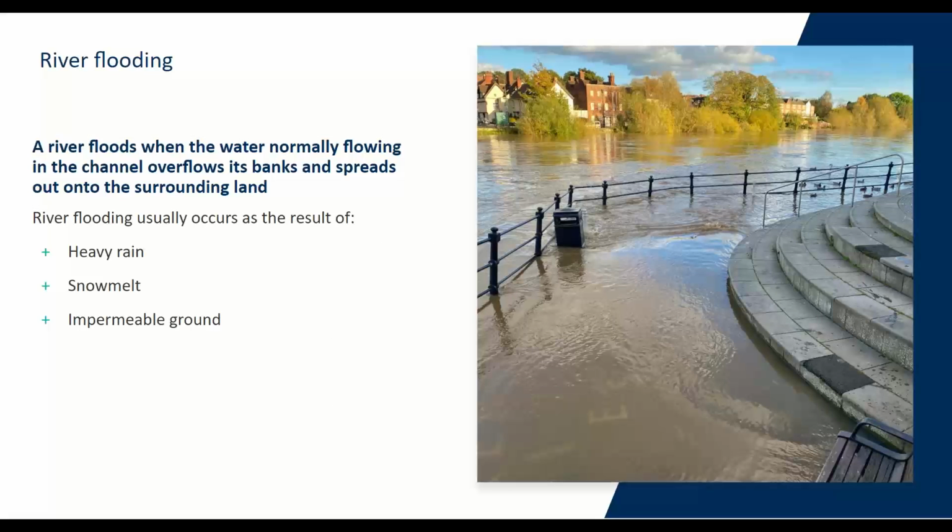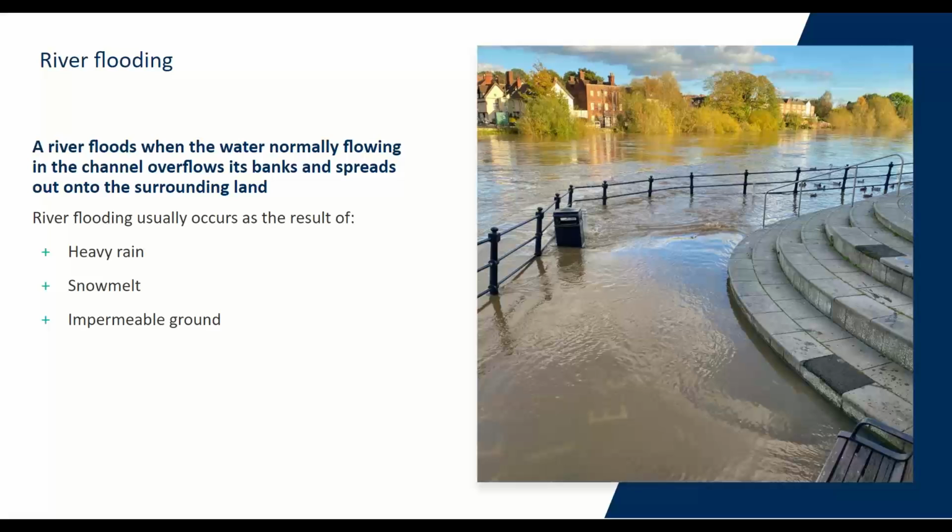So now let's take a look at the different types of flooding. The more obvious one would be river flooding. Everybody knows what river flooding looks like. It happens when the water normally flowing within the channel of the river increases or overflows, breaks its banks, and spreads out into the surrounding land. This is a major cause of issues for people living in close proximity to a river. Some of the physical causes of flooding are things like heavy rainfall or prolonged periods of rain.